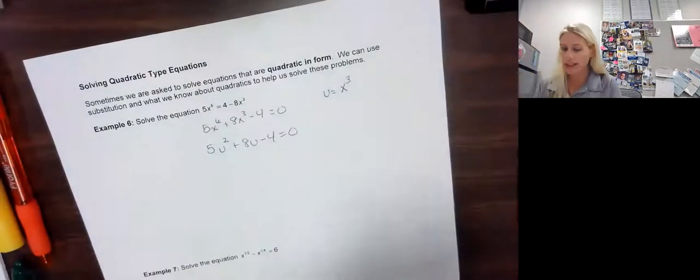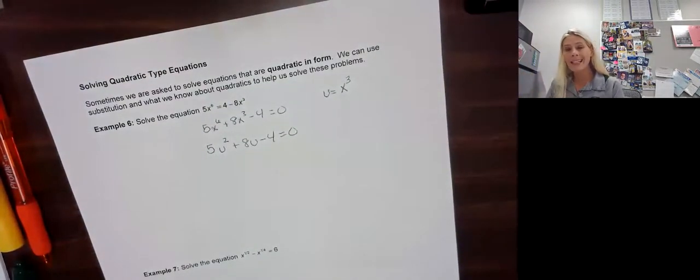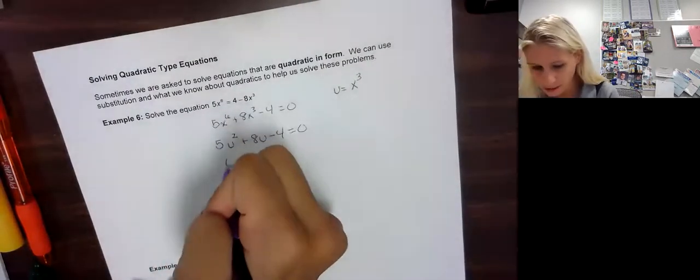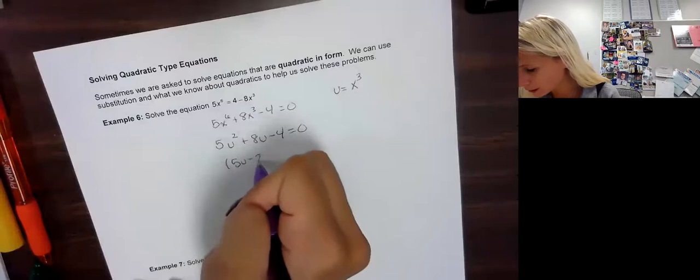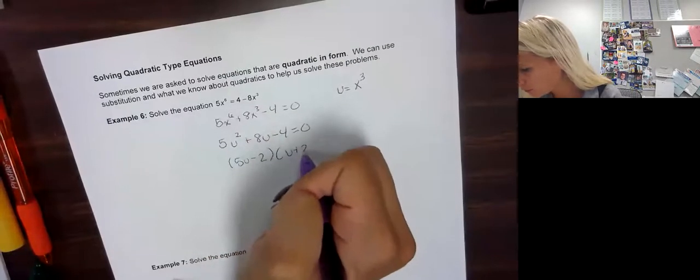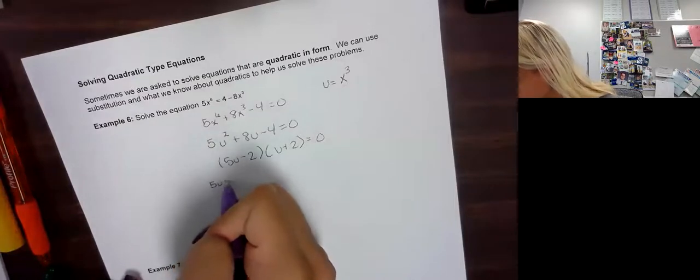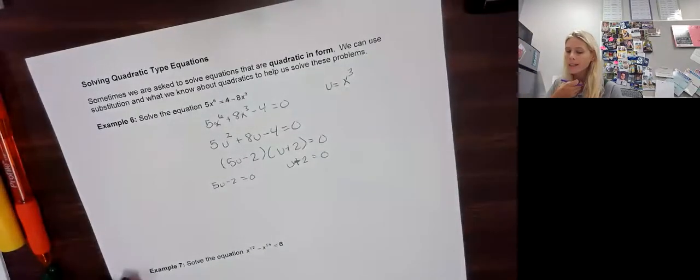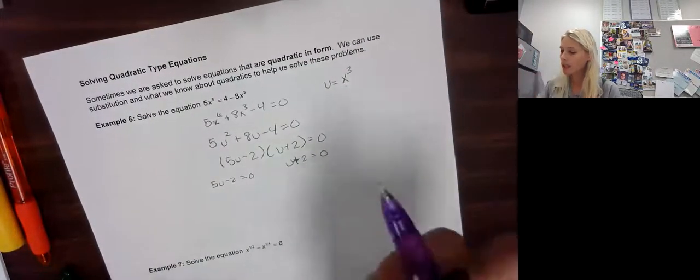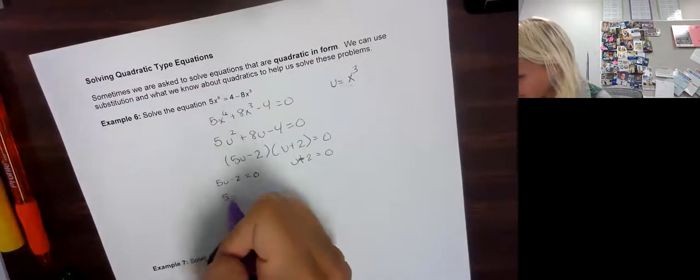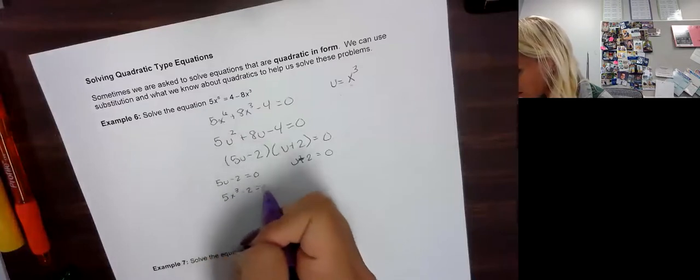And now we can factor like normal. If you need help factoring, make sure you talk to me on the side so we can go through that. But when we factor, we end up getting 5u minus 2 times u plus 2. Now, of course, when we factor, we set each of these equal to 0 to find what we want. Now, did we have u's to begin with? No, we did not. So what's going to happen, guys, is that we are actually going to plug the x cubed back in. So 5x cubed minus 2 equals 0. x cubed plus 2 equals 0.